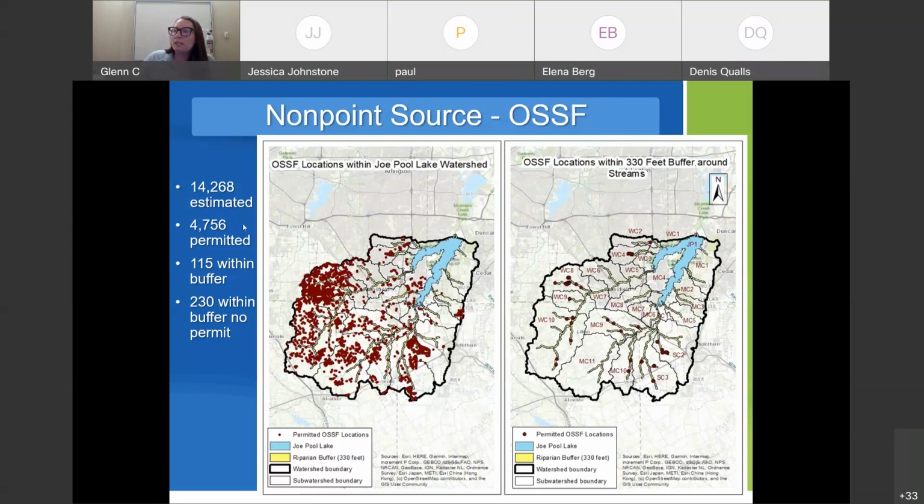The ones that we know exist are 4,756 that are permitted within the watershed. And then we estimated 2 to 1. Based on literature, it's estimated that for 1 permitted in the region, there are most likely 2 that are non-permitted. That gave us a total of 14,000. We further reduced the potential for runoff into our creek systems with a 330-foot buffer, and the ones that we want to address are within this 330-foot buffer. So 115 that we know of that are permitted are within that buffer, and we estimate approximately double that, so 230 are within that buffer without a permit.